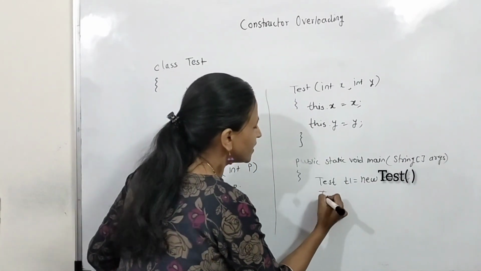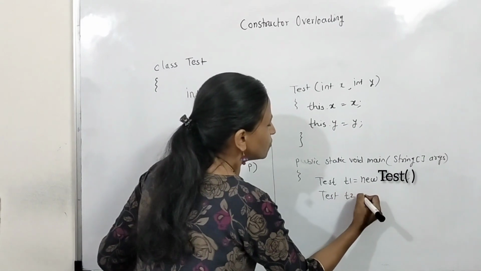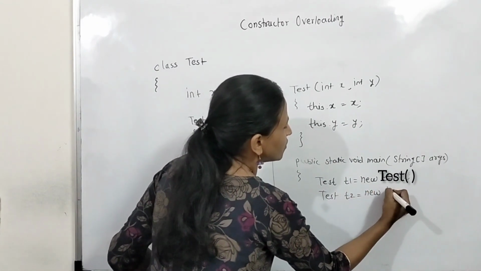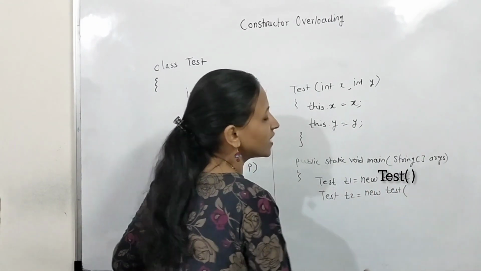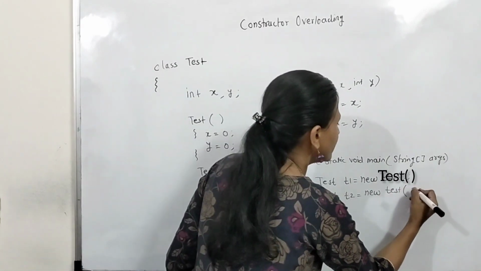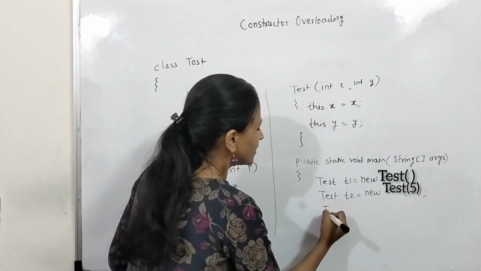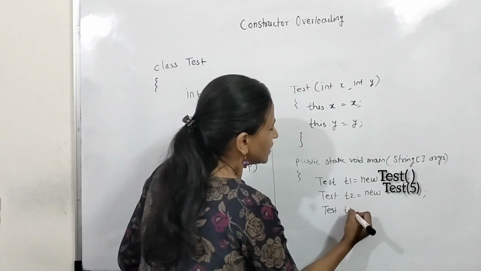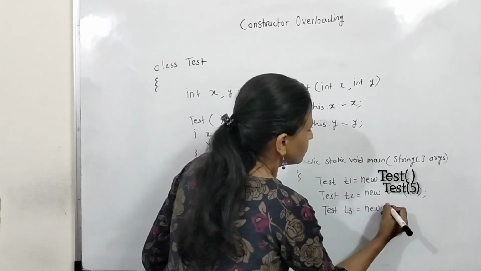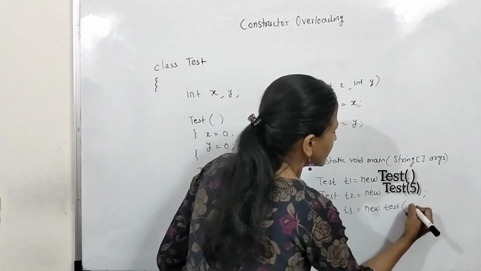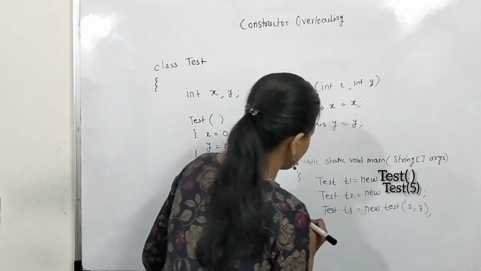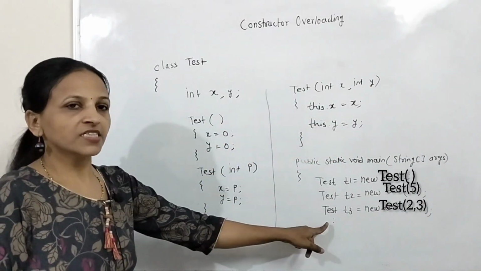Second object I am creating, Test t2 = new Test, and here I am passing one integer value, let's say 5, and Test t3 = new Test, and here I am passing 2, 3. Getting? Here again we can write some more code.